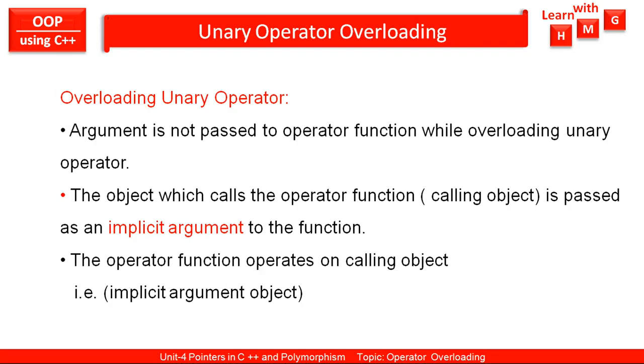Whatever that implicit argument object is, which is nothing but the calling object, the object which is calling that operator function, on that particular object the operator function will operate. On that object it is operating means what? Actually it will operate on the data members of that calling object. So these are the three important points which are happening in overloading unary operators.